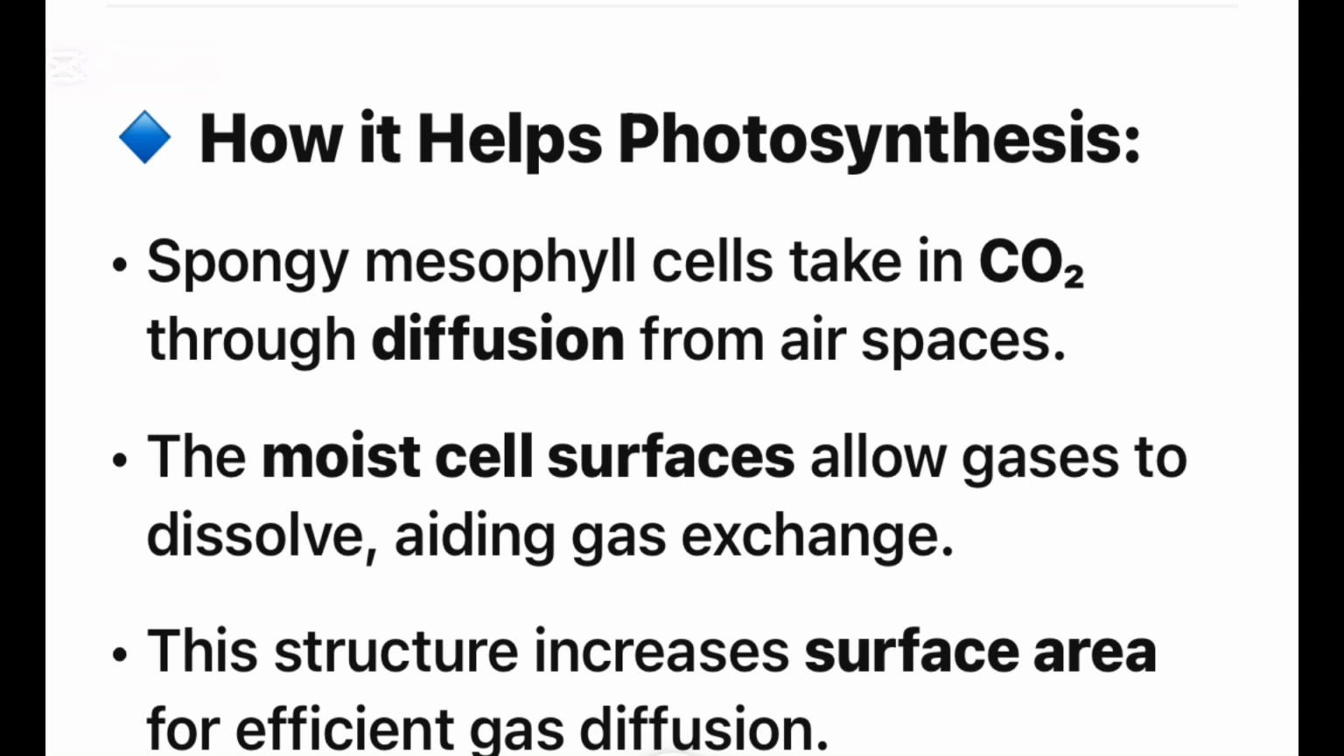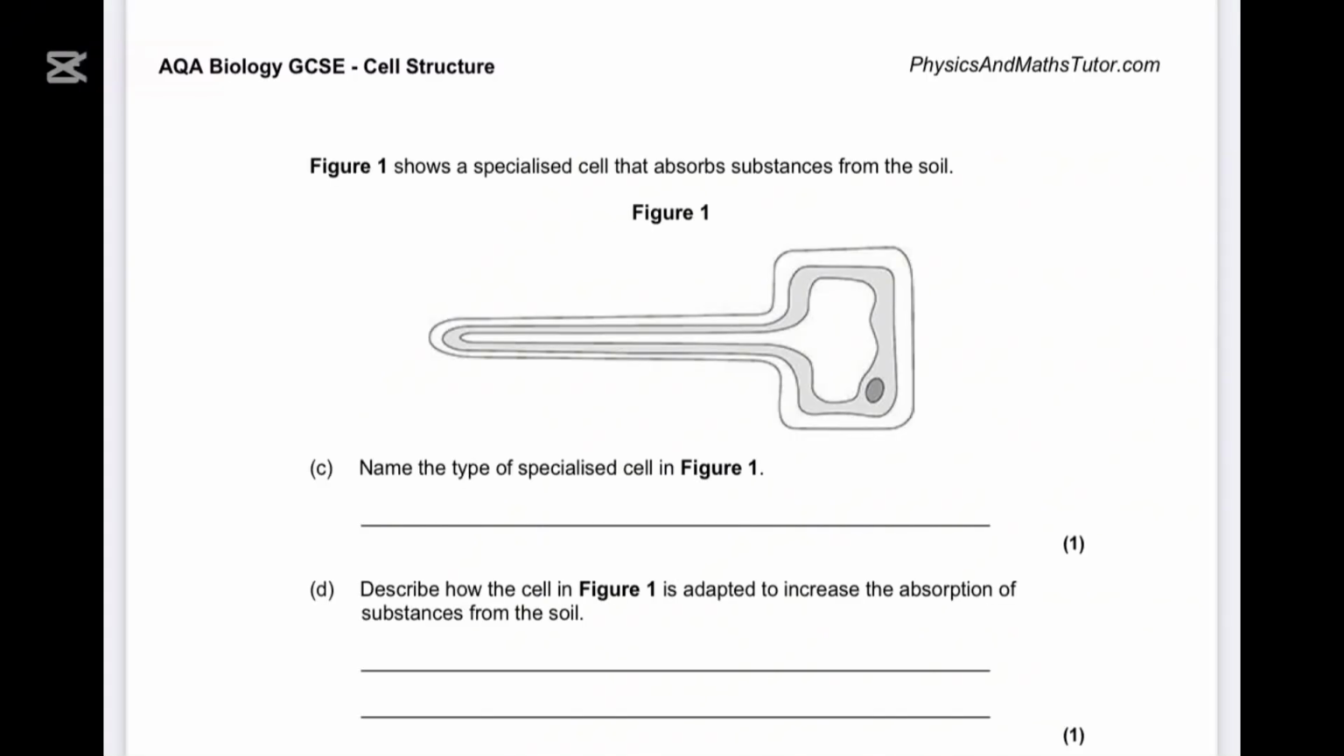So now, what are the things needed for photosynthesis to occur? They include carbon dioxide and water. I've been discussing this topic so far, so let's attempt some questions from the GCSE. Figure 1 shows specialized cells that absorb substances from the soil. Name the type of specialized cell in figure 1. This is way too easy. That's the root hair cell. That's in C. Root hair cell is the answer.